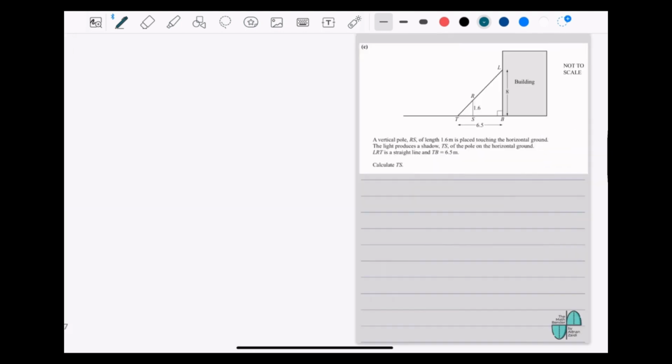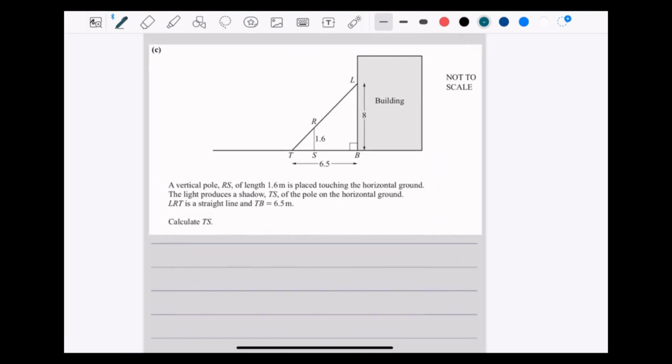Now let's see this one. A vertical pole RS. So this is the vertical pole of length 1.6 meters is placed touching the horizontal ground. The light produces a shadow of the pole on the ground. LRT is a straight line, and the TB is going to be 6.5. Calculate TS, which is what you are to find.